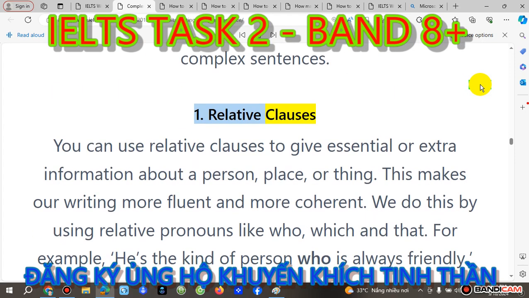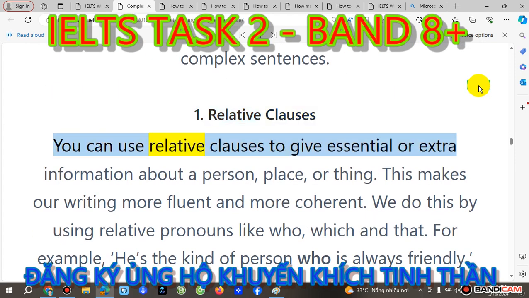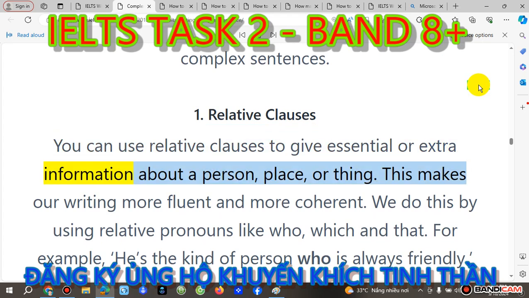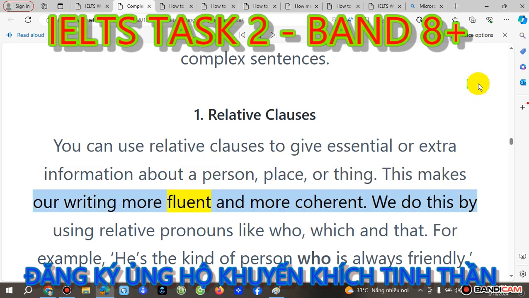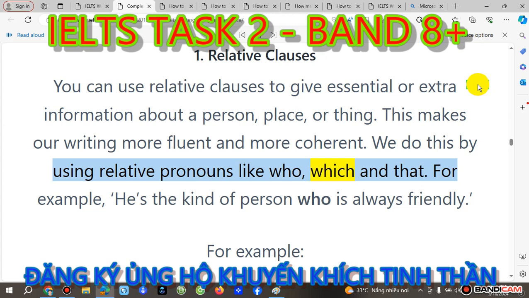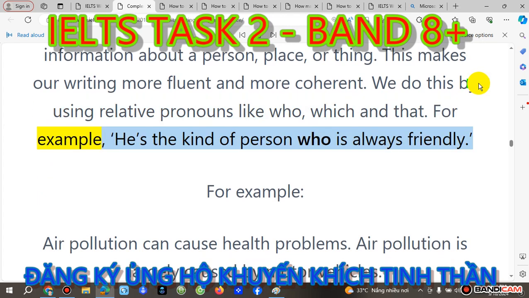1. Relative clauses. You can use relative clauses to give essential or extra information about a person, place, or thing. This makes our writing more fluent and more coherent. We do this by using relative pronouns like who, which, and that. For example, he's the kind of person who is always friendly.